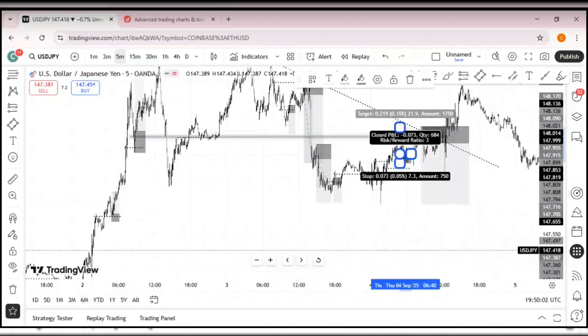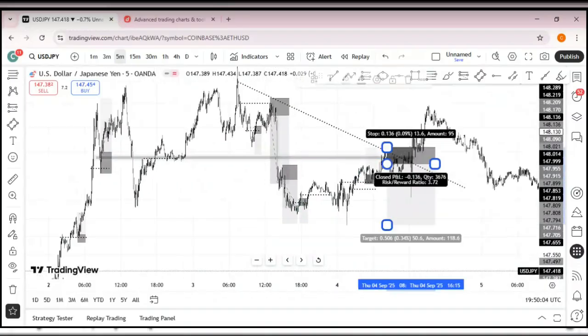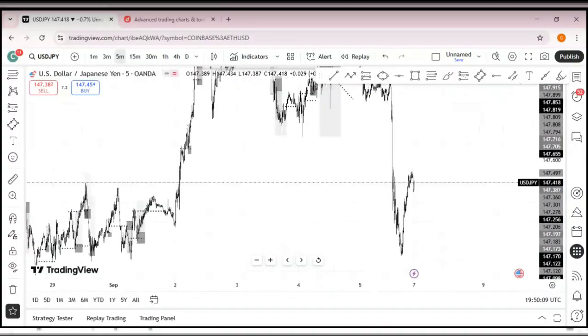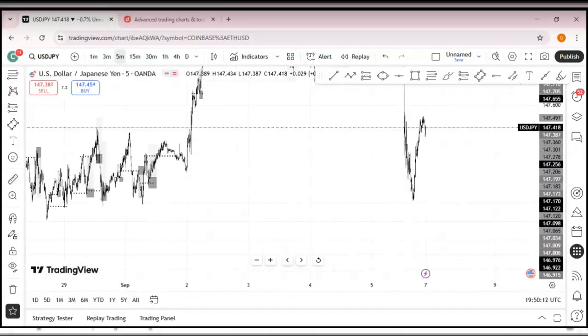This one hit break even. The last one was stop loss. And this trade, full TP. This one, stop loss. That thing messed me up. So that's how it is.